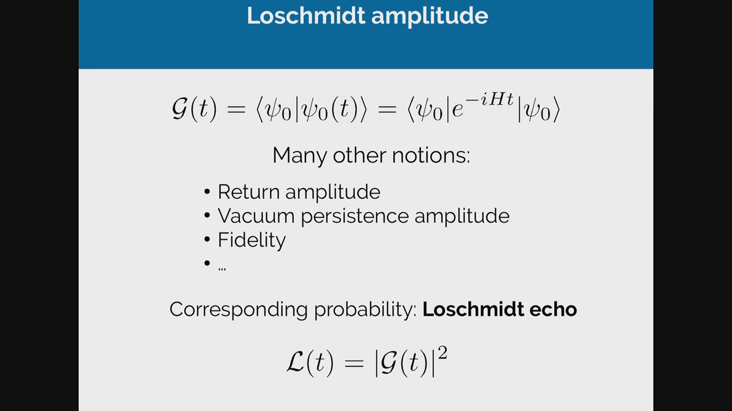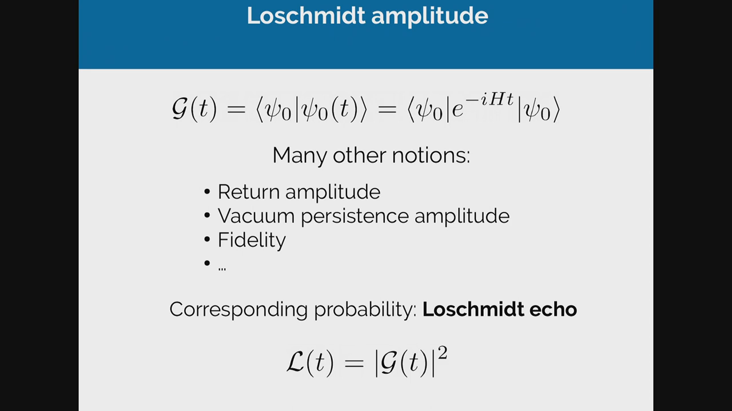Depending on the context, this quantity appears in various contexts, and it also has different names. It also goes under the name of return amplitude, vacuum persistence amplitude, or fidelity. You can choose the name you wish. In the following, I will use the notion of a Loschmidt amplitude. And from time to time, it will also be useful to study the corresponding probability, which I will call Loschmidt echo, which is nothing but the modulus squared of this amplitude.